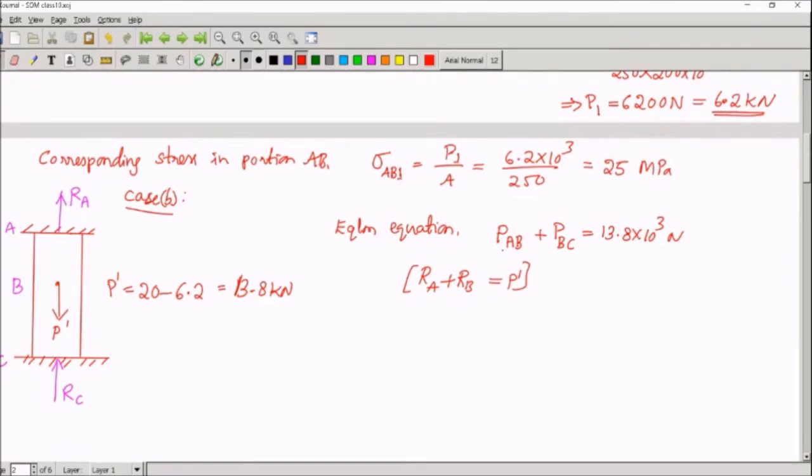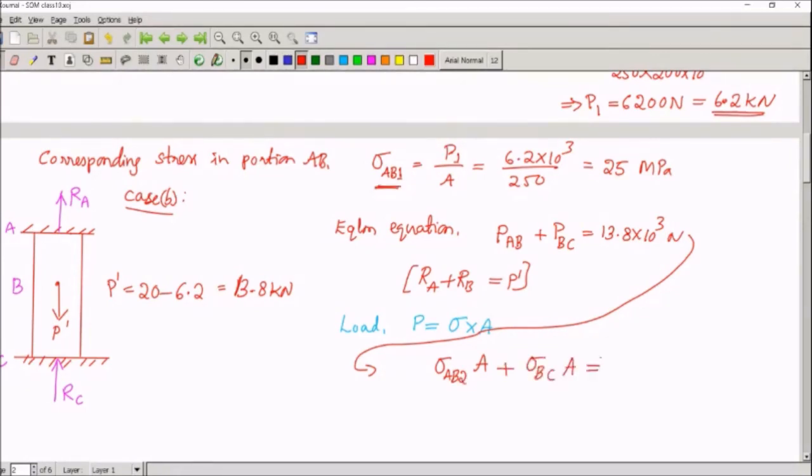It is easy for me to write load in terms of stress. So I'll write it like this. Load P is equal to stress into area, because stress is load by area. So you can write this equation as, for PAB, sigma AB into A. Sigma AB1 is written already, so I'll call this sigma AB2, plus sigma BC into A is equal to 13.8 into 10 power 3. Leave this as equation 1.